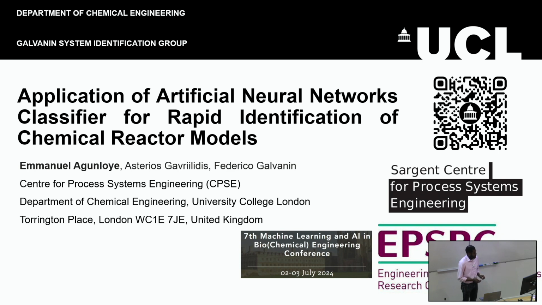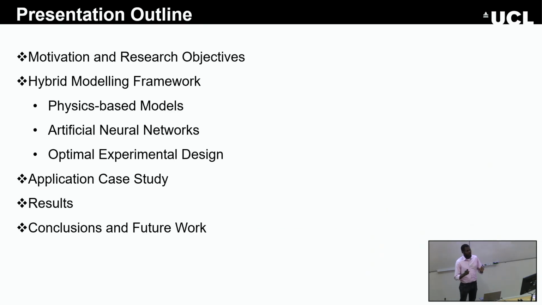This presentation is going to follow this outline. I'm going to talk about the motivation and the objectives of this research, and it's going to be within a hybrid modeling framework. So I'm going to talk about the components, which are physics-based models and artificial neural networks, and we have used this in an optimal experimental design framework. And then I'm going to also tell you about the application that we have used this framework for and some of the results we have obtained before I conclude.